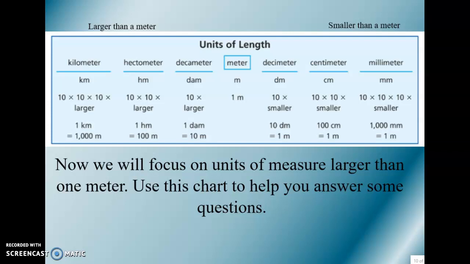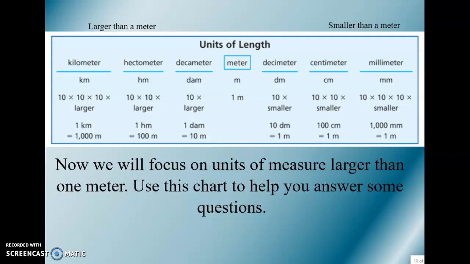Hi, room 41. We are going to be working on our metric measurements of length still. Last time you had a lesson with me, we talked about all of the measurements that are less than 1 meter. We learned exactly what 1 meter looks like, and we talked about all the measurements that are less than 1 meter stick.